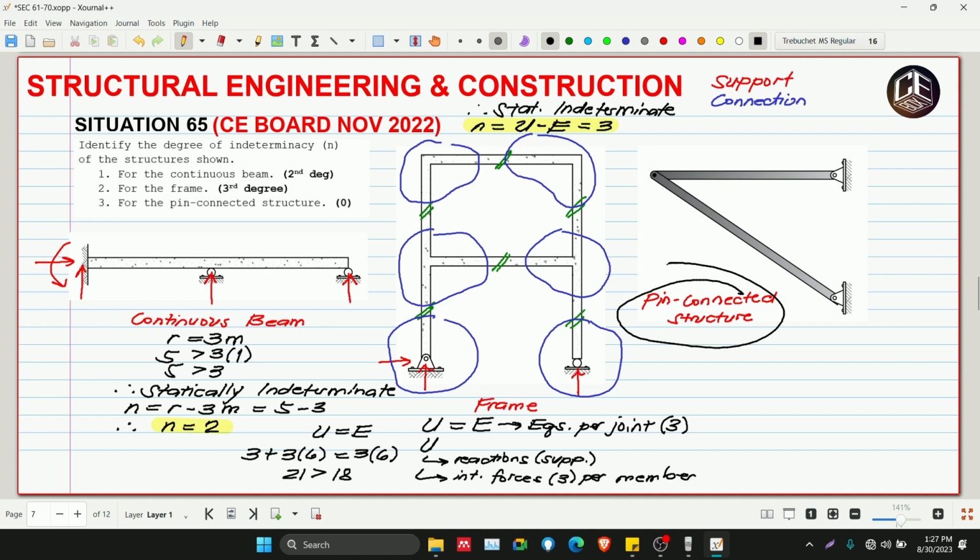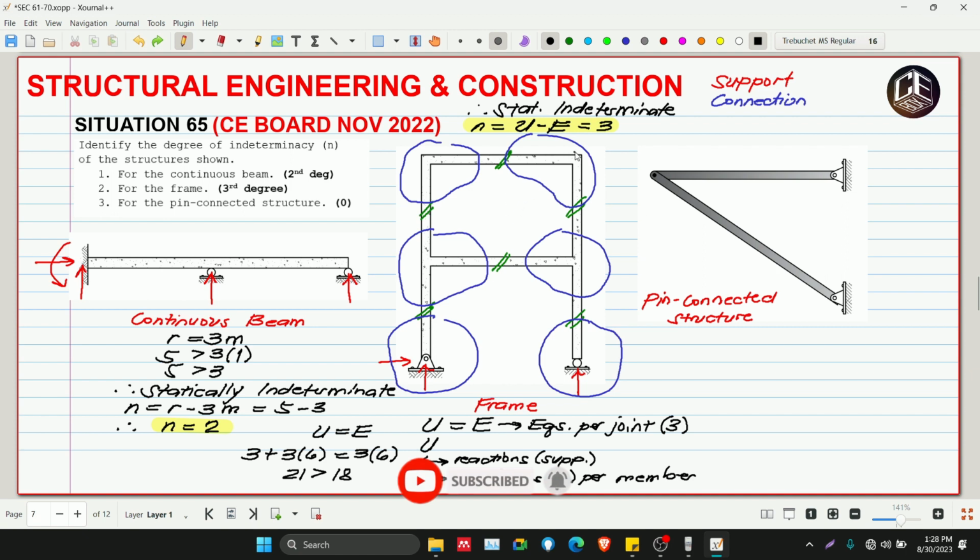Ayun pala. Kanina, nung sinasabi ko to, or parang kinaklasify ko tong structure na to, sabi ko, di ba truss? Pero mas i-consider ko siya as pin-connected structure, which is tama pala talaga. Ayan. Pin-connected structure kasi talaga to. Pag truss kasi, pag ganito siya, alam naman natin na truss, diba? Bridge truss, roof truss, yun yung mga basic truss talaga natin. Pero pag ganito, pin-connected structure natin siya.